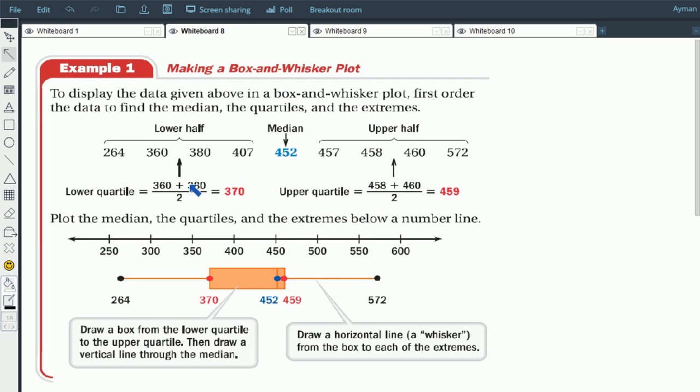And where is the lower quartile? Here we have four values. We will add the two in the middle, and after that, we will divide them by two. Then it will be 370. And for the upper quartile, the same process: we add the two in the middle, divided by two. It will be 459. Then 459 will be the upper quartile, and 370 will be the lower quartile. And here we will have the median.